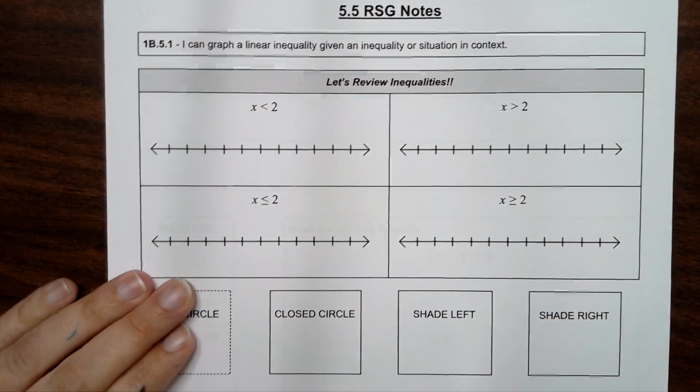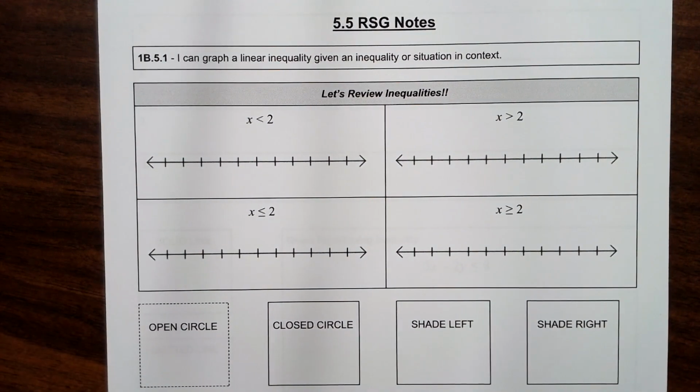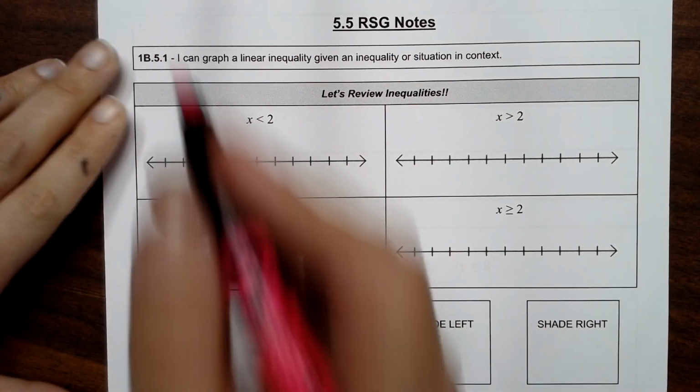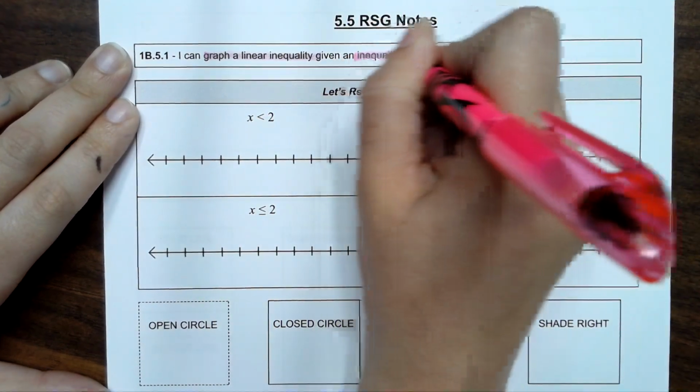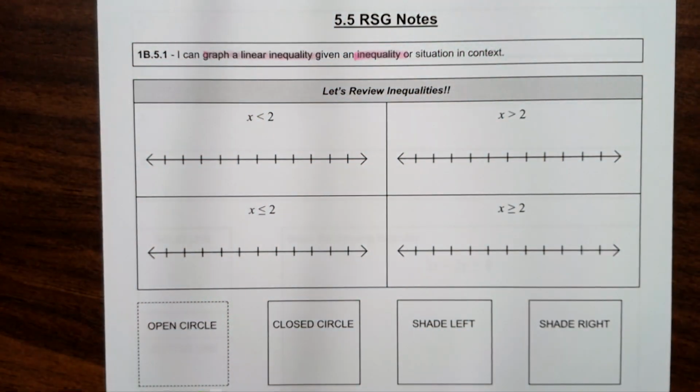Hi, everybody. So, in today's video, we're going to be talking about section 5.5, which our learning target for this section is we can graph a linear inequality given an inequality or a situation in context. Now, today we're going to focus on graphing a linear inequality when we have an equation or an inequality for that graph. So, we're going to start today by reviewing how we graph an inequality.